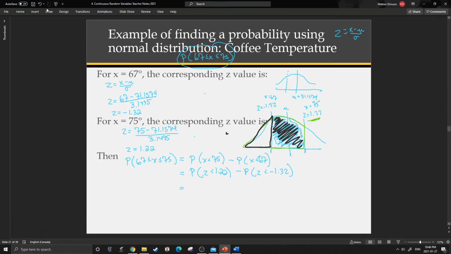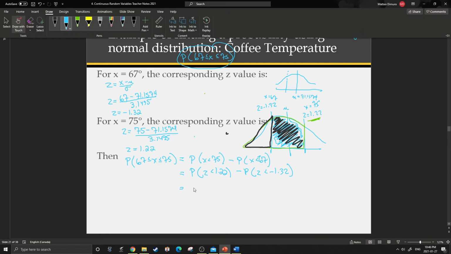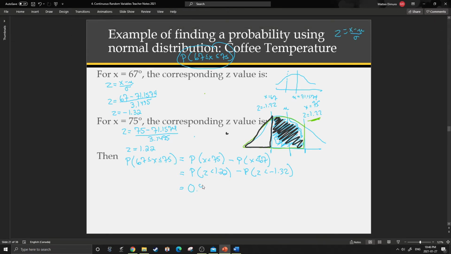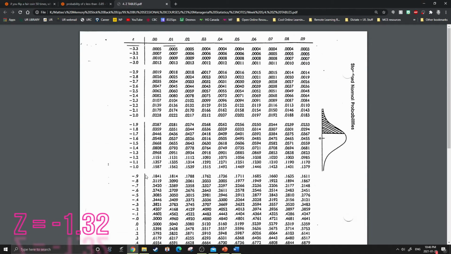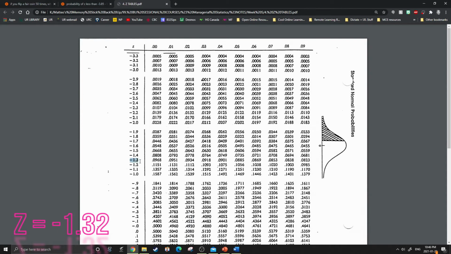Did I lose my pen again? No, I didn't. So this is 0.8888. All right. Then go look up negative 1.32 on your table. We'll go for negative 1.32. So go find negative 1.3. And then, oh, thank goodness we can see it this time. There we go. So it's 0.0934.